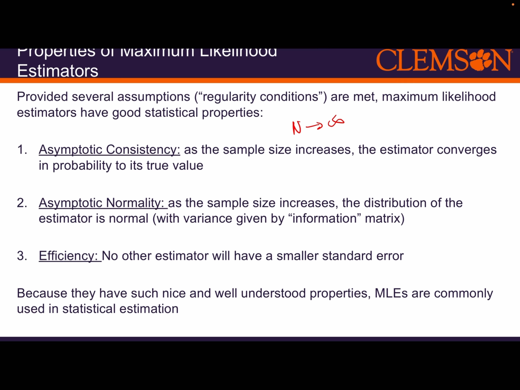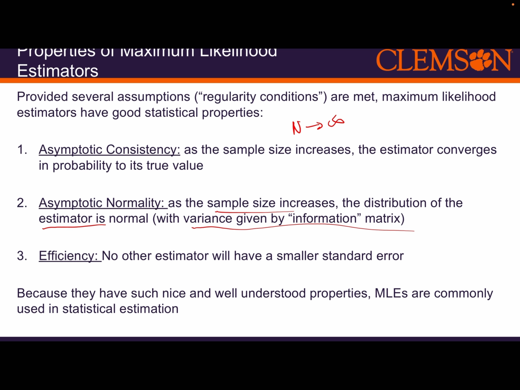The other thing that happens in this is asymptotic normality. Right? As n goes to infinity, as your sample size increases, the distribution of the estimator is normal. And not only is it normal, we actually know sort of where its mean and variance are. The normal distribution has two parameters. And what am I talking about here?